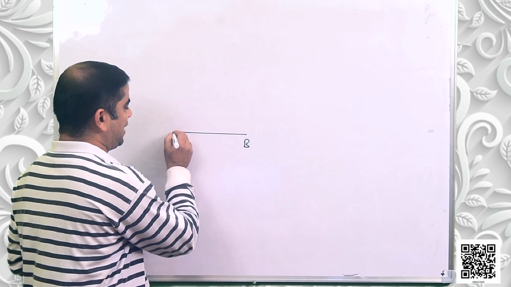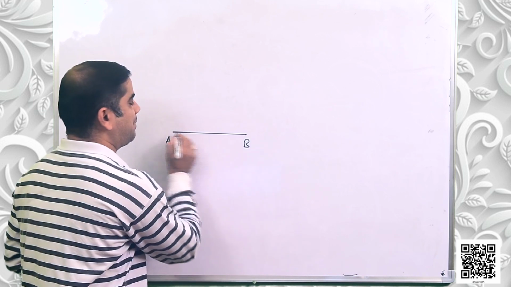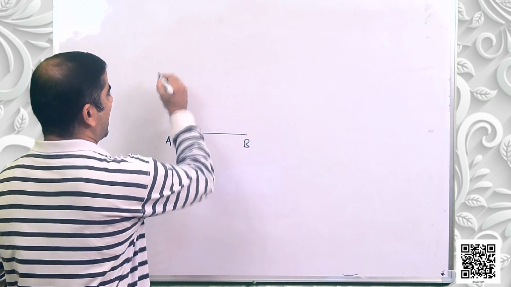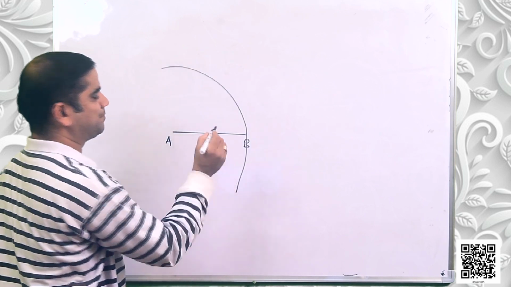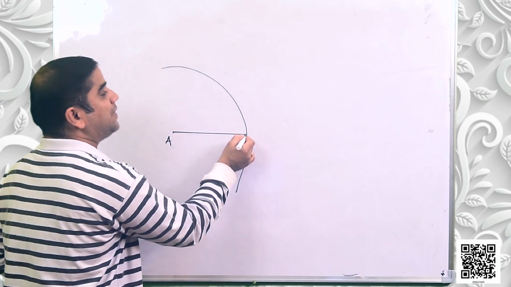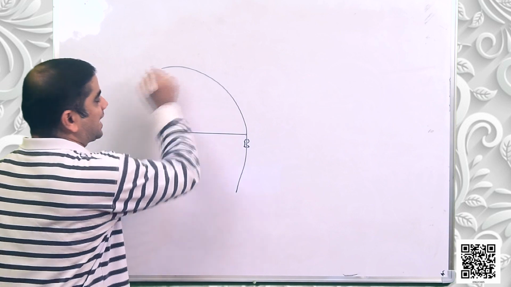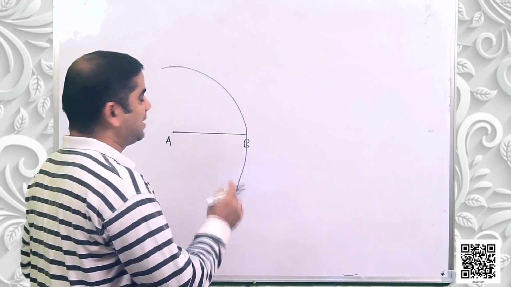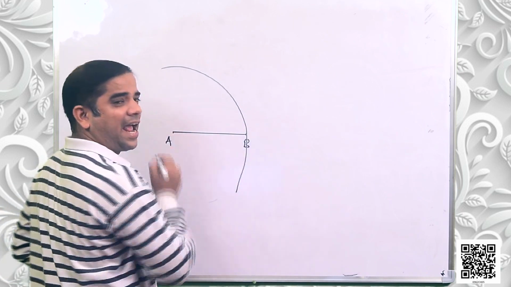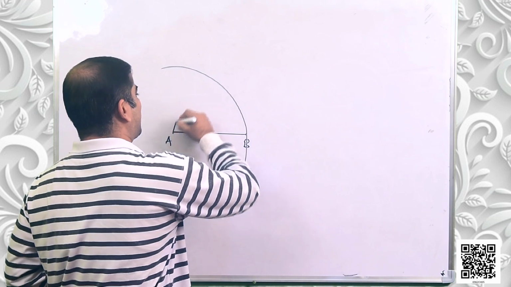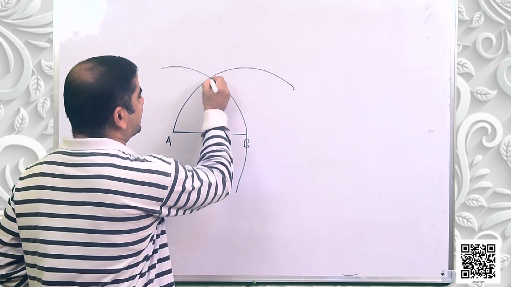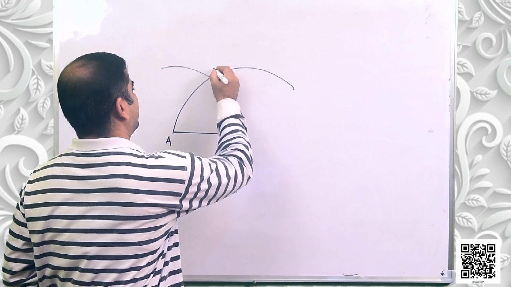How? Let us see. If I take A as the center, AB will be the radius, isn't it? If A is the center, AB is the radius, and I can construct a circle like this. I can go from A to B, clockwise or anti-clockwise, and construct a circle. Again, in the second instance, if I take B as the center and BA as the radius, I can construct another circle like this. You can see that they are intersecting at a point. Let that point be C, okay.